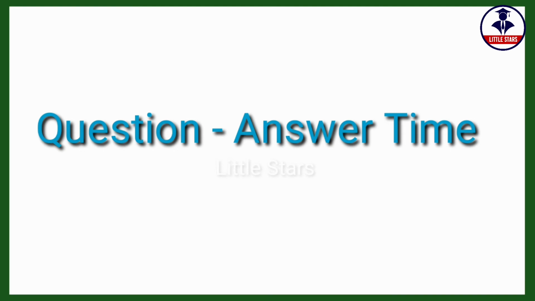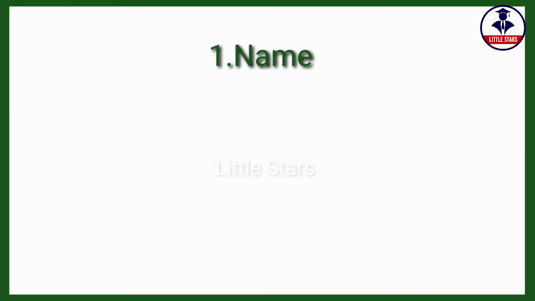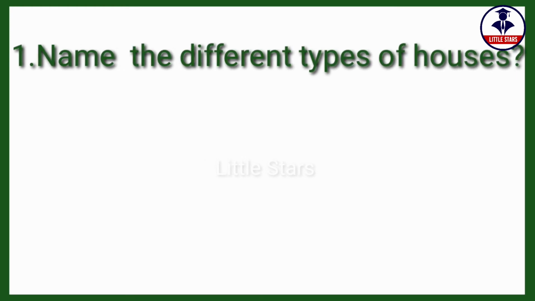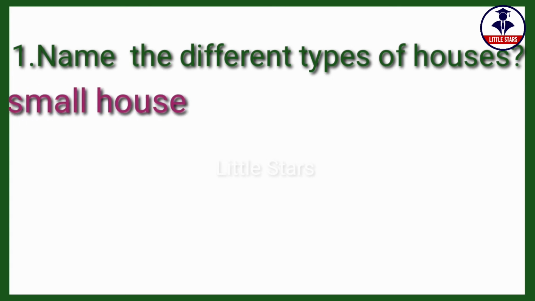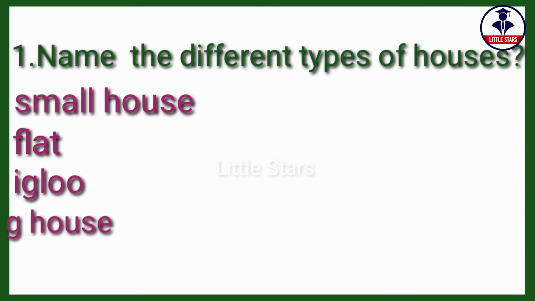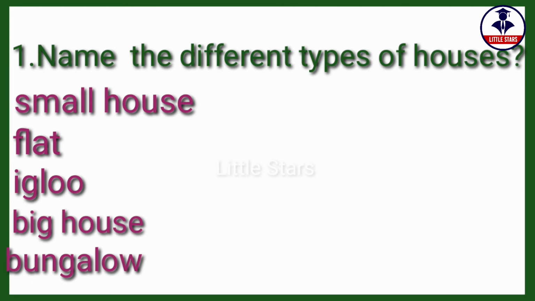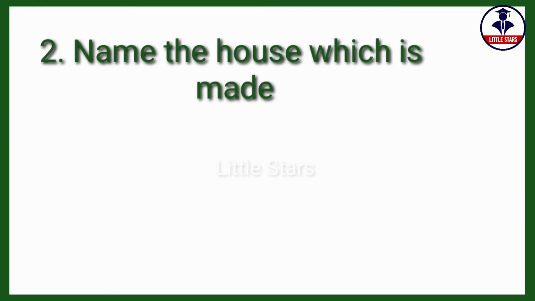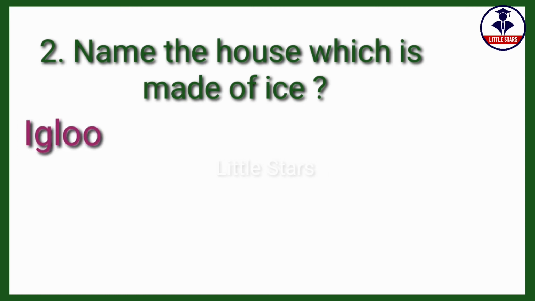Question answer time. Name the different types of houses. Small house, flat, igloo, big house, bungalow. Name the house which is made of ice. Igloo.